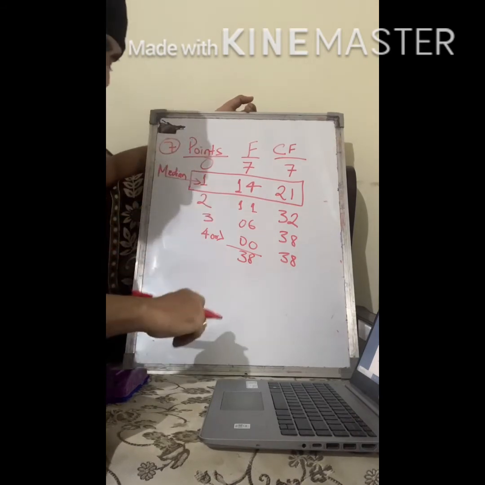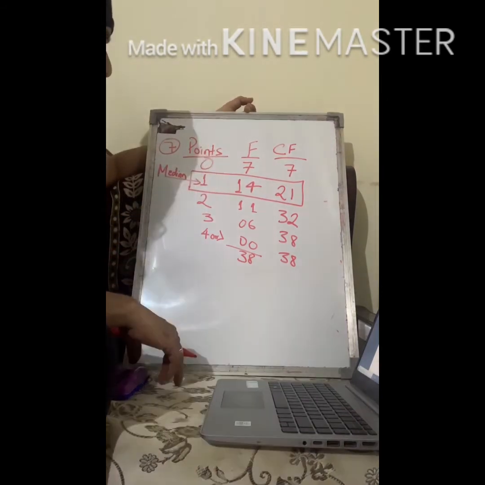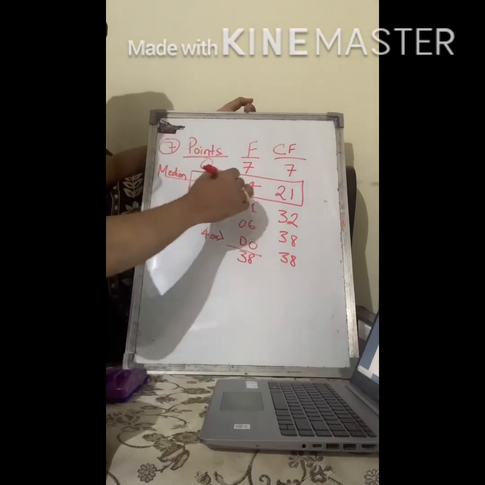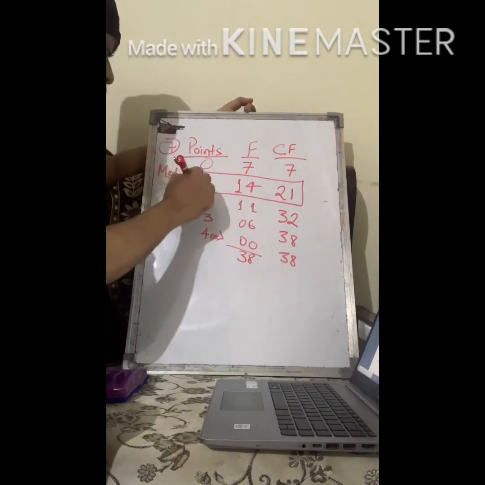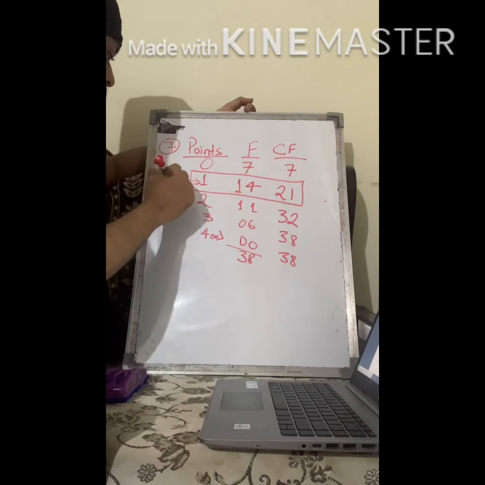So 1 is the median. B, write down the mode. The mode will be given by the goal which will have the highest frequency, and that once again is 1. So this also remains the mode.